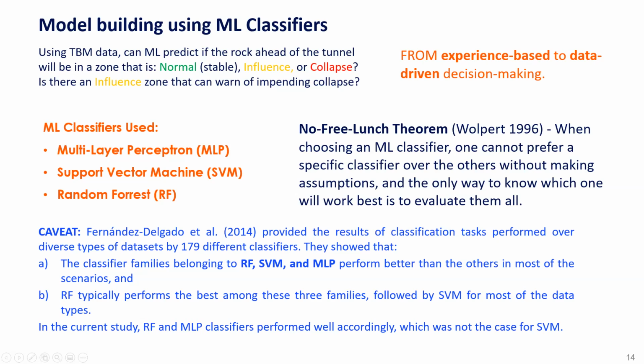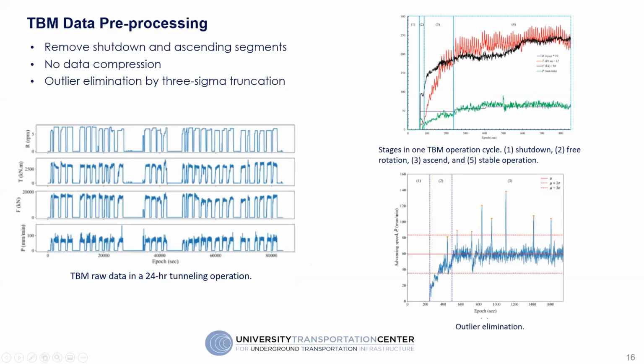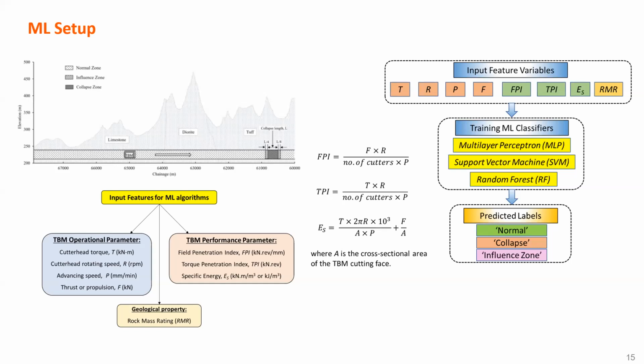Okay. All right, so here's the setup of the machine learning problem. We have a TBM, again, it's moving ahead, drilling, using the data from its 199 sensors, to tell us if the upcoming zone will be normal, no collapse, or will it be an influence zone that will tell us next to it will be a collapse zone of certain length.